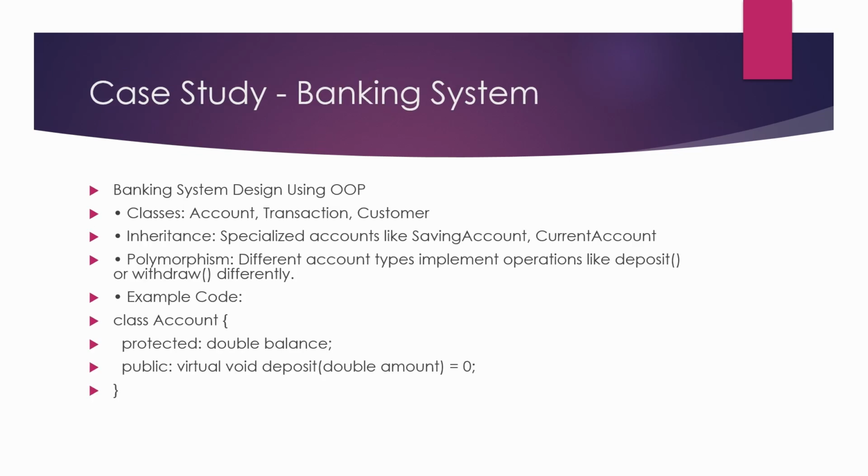Let's look at a banking system example. In an OOP-based banking system, we can model entities such as accounts, customers, and transactions as objects. For instance, the base class could be account with specialized classes like saving account and current account inheriting from it.